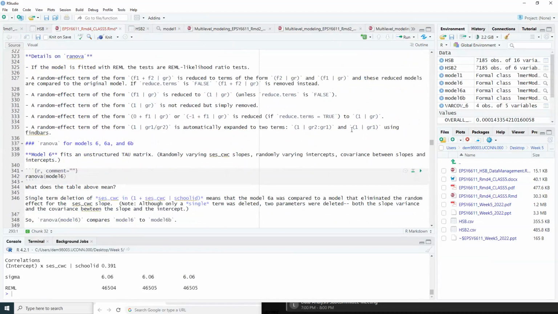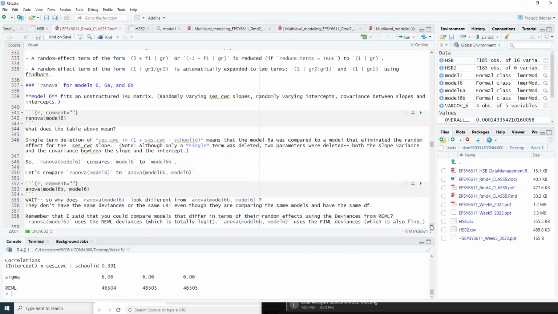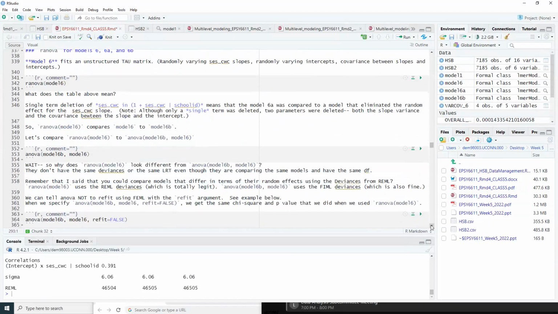So now, okay, model 6, we already did all of that. Okay, so we could compare the ANOVA for model 6B and model 6, right? And I pointed out that using Renova and using ANOVA looks a little bit different because one's using maximum likelihood and one's using REML.